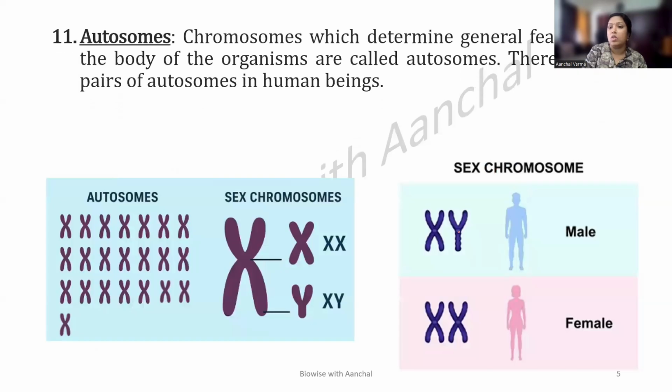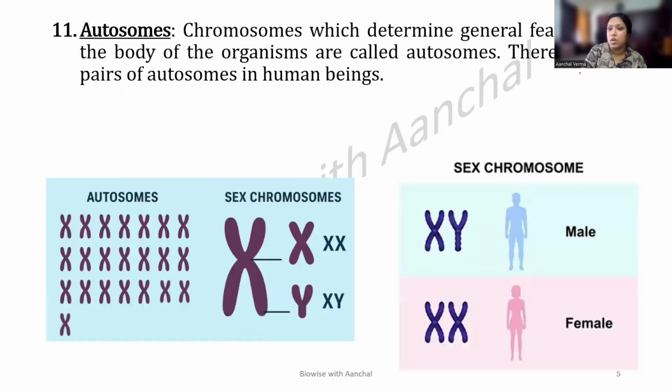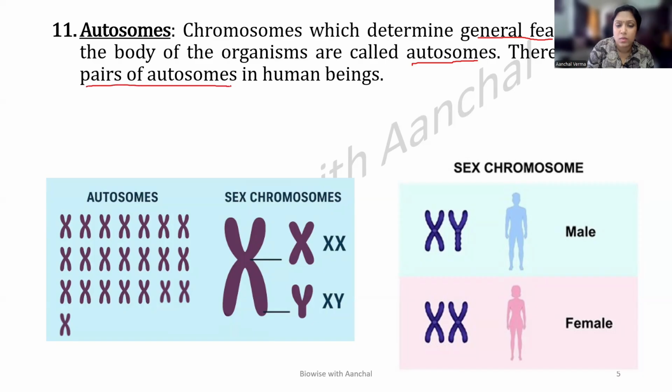Okay. Then autosomes. What are autosomes? Autosomes are the chromosomes which determine general features of the body of an organism and are called autosomes. General features means human beings feature, not male or female. Okay, so they are basically what is important for the human beings, not male and female. There are 22 pairs of autosomes, very important to know in human beings.